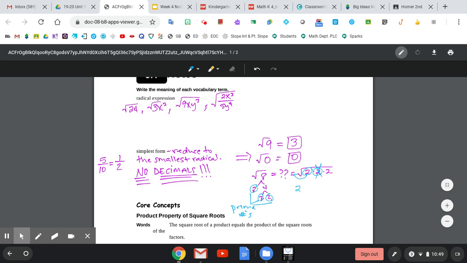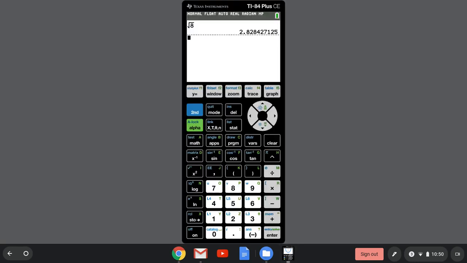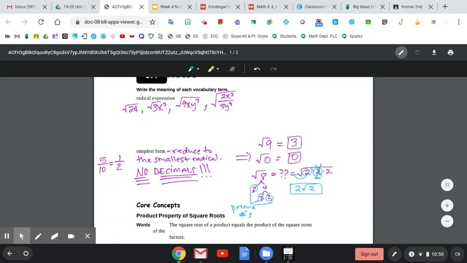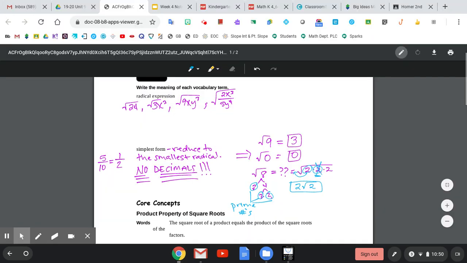So now I have a 2 on the outside of my radical sign. This 2 disappeared, but I still have a 2 inside my radical sign. And since this 2 is prime, this won't simplify any further. This would be my prime factorization. So 2 square root of 2. If I go back to my calculator and put in 2 square root of 2, I'm going to get that same decimal. Okay, so I know I reduced it. You just need to make sure you've reduced it completely. 2 is prime, so I know I can't reduce it any further. That's what we're going to be working on today.